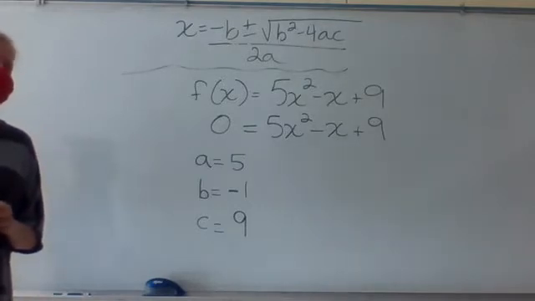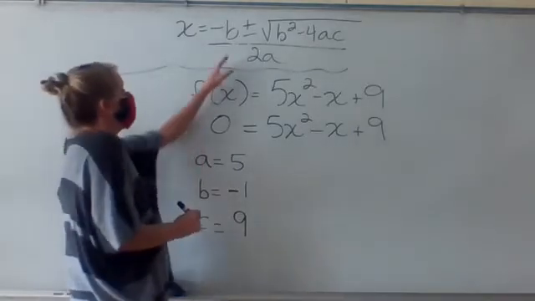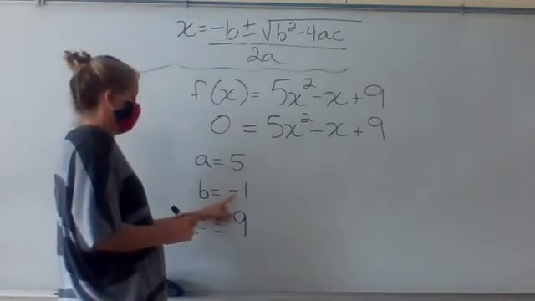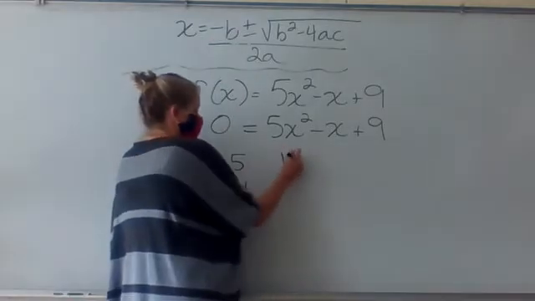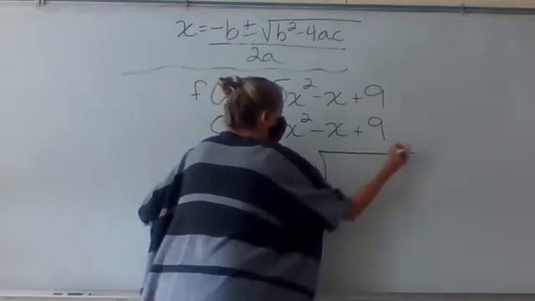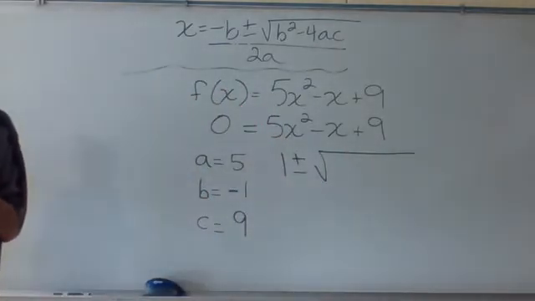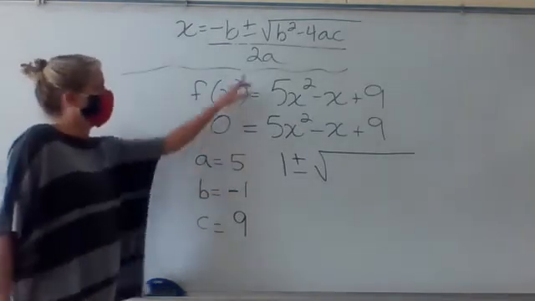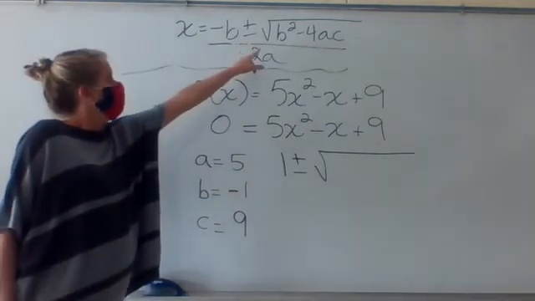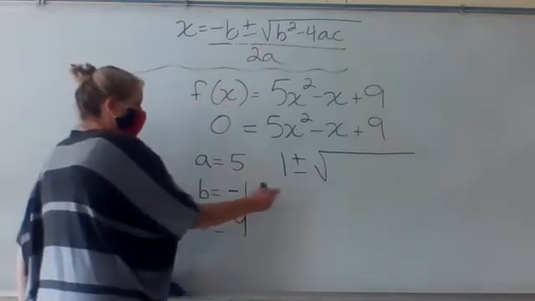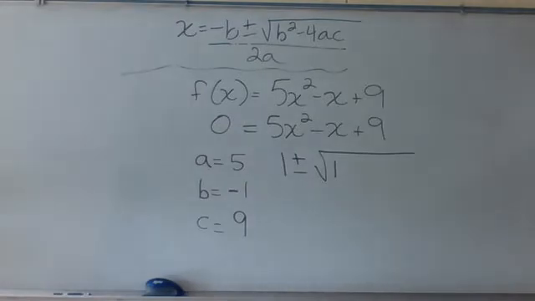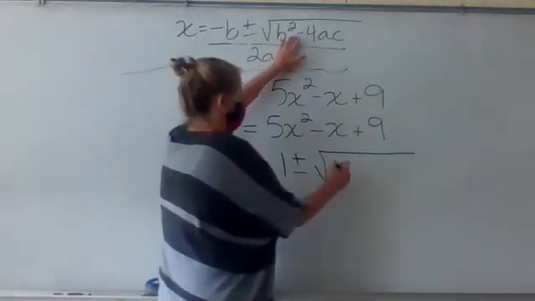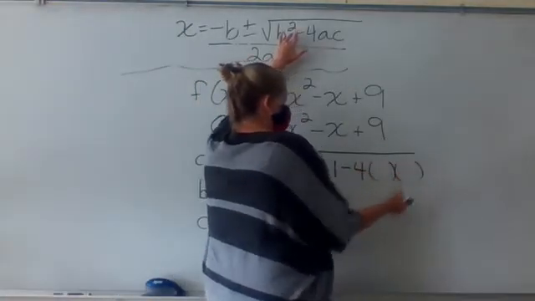So something a little different happens on this one. Plugging in the opposite of B would be positive 1. Then plus or minus your long square root. Under the square root, I need B squared. So negative 1 squared is positive 1, right? If you square negative 1, that means to multiply negative 1 times negative 1, which is positive 1. Then minus 4 times A and C.